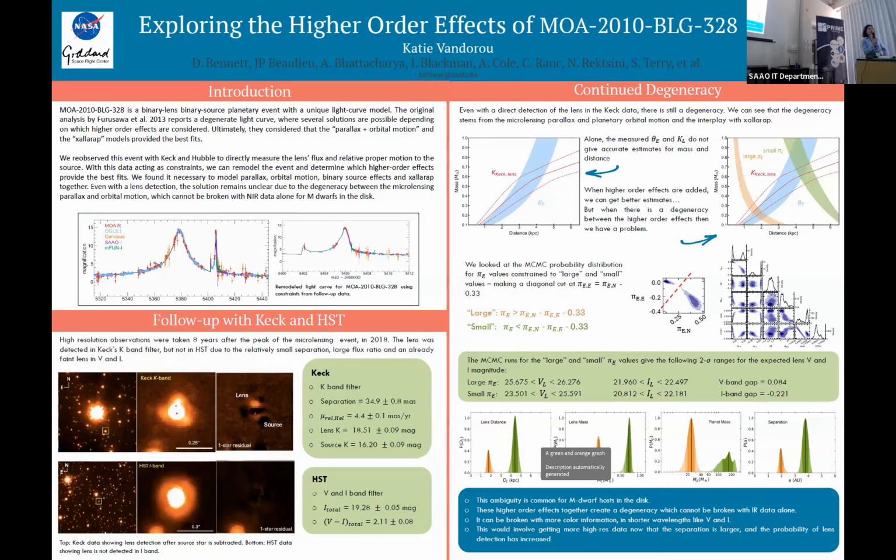And I say this is unfortunate because with the K-band data and proper motion measurement alone, the degeneracy continues. This is highlighted on the mass distance diagram, where the two relations, one due to the Einstein ring radius and one due to the lens's luminosity, don't appear to intersect at any one particular point.